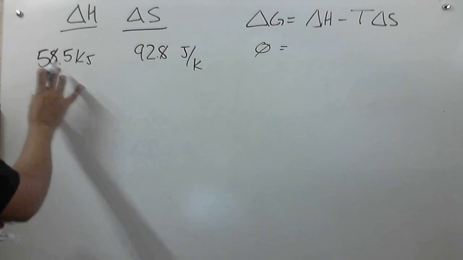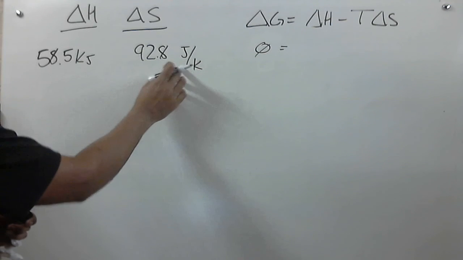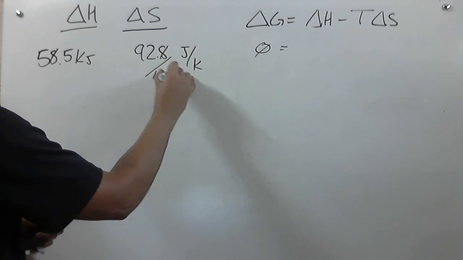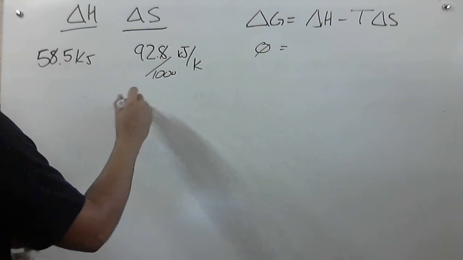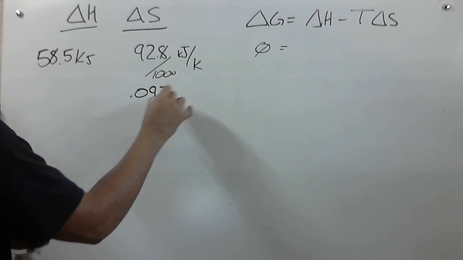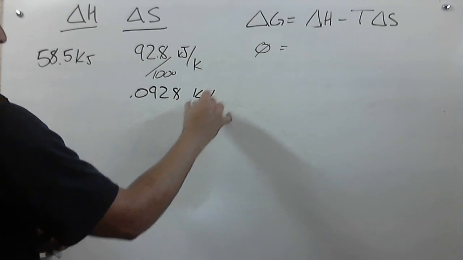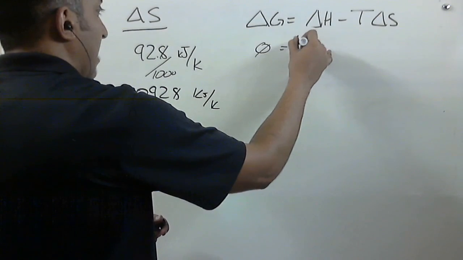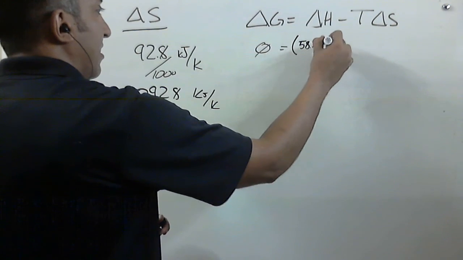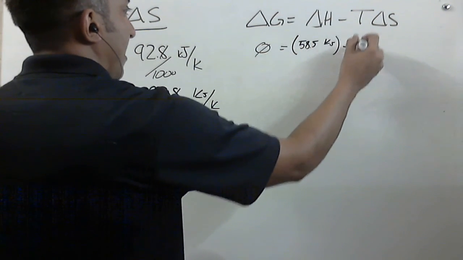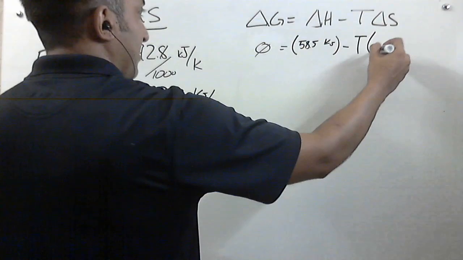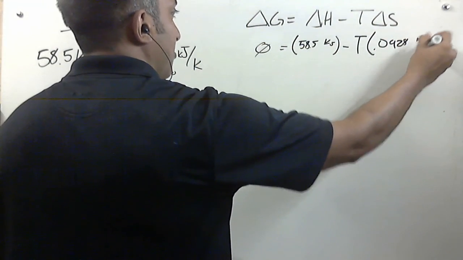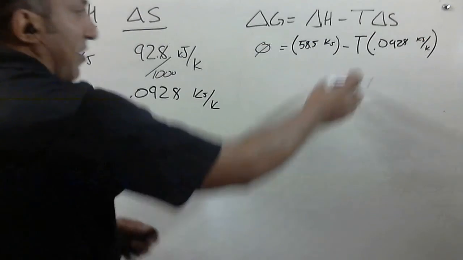Let's make sure we put these in the correct units. We have kilojoules and we have joules. Let's change that to kilojoules. So let's go ahead and divide this by 1,000 to make that kilojoules. So I'm going to have 0.0928 kilojoules per Kelvin. All right? Let's go ahead and put that here. We have 58.5 kilojoules minus our temperature, and then we're going to have our delta S, 0.0928 kilojoules per Kelvin.